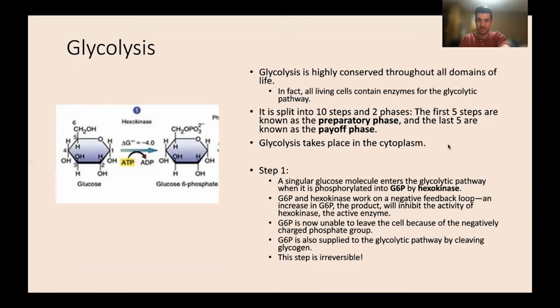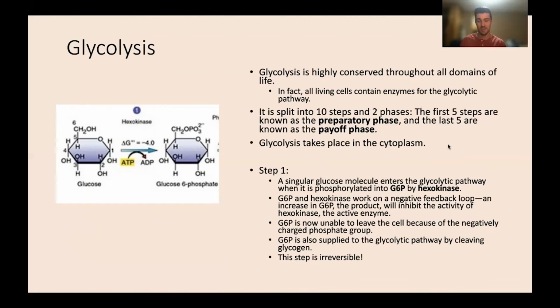During step 1, a single glucose molecule, our starting molecule, enters the glycolytic pathway when it is phosphorylated into G6P by hexokinase. That just means we put a phosphate group right onto the 6-carbon of the glucose molecule, and the enzyme responsible for doing that is hexokinase. G6P and hexokinase work on a negative feedback loop. An increase in G6P, the product, is going to inhibit the activity of hexokinase. So if we start making a lot of product, the enzyme is inhibited. When the product starts to get a little bit lower, the enzyme becomes more active to create more of the product.